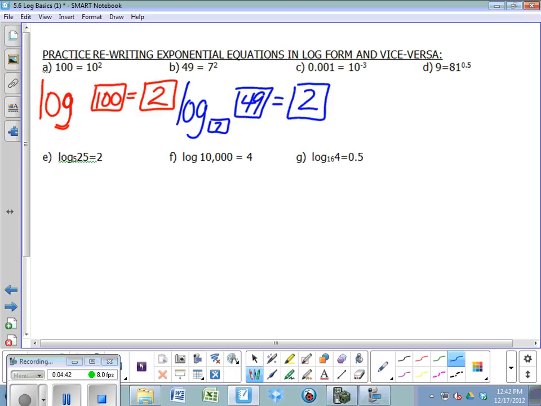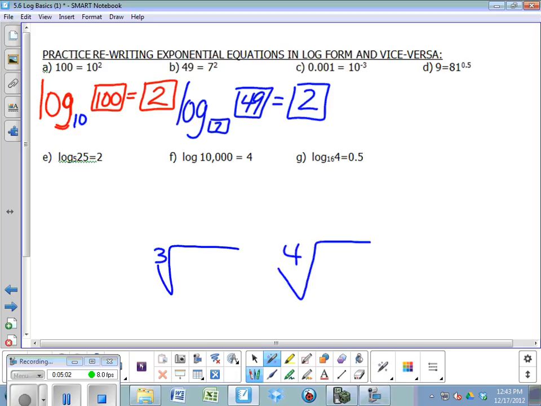Because it was, in A, I didn't write the little subscript because it was base 10. And when it's base 10, you don't have to write it. There are similar cases in math where it's just understood to be there, like the square root symbol. If it's the cube root, you put a little 3 there. If it's the fourth root, you put a little 4 there. If it's the square root, you don't write the 2. But it is the square root. It's very common to take the square root so you don't even write it. Okay?